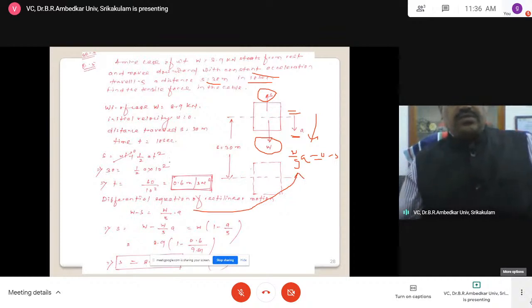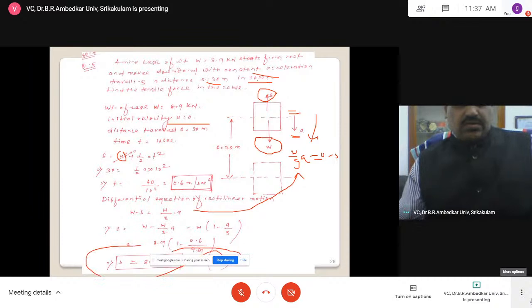Now from this, S is given, t is given, initial u is 0. From that, substitute the data and find out the S in this case.